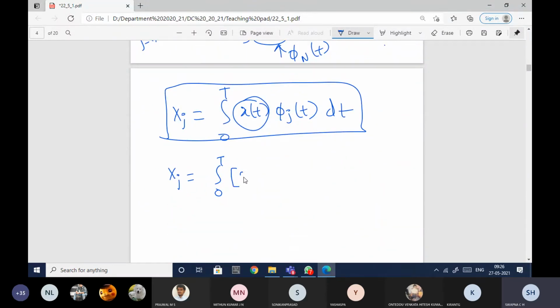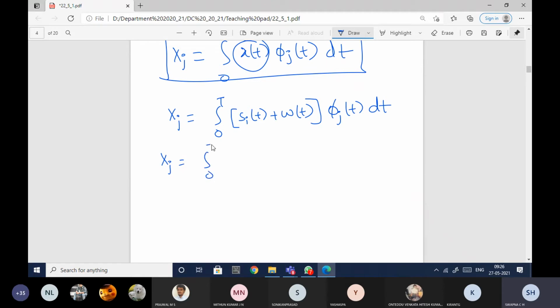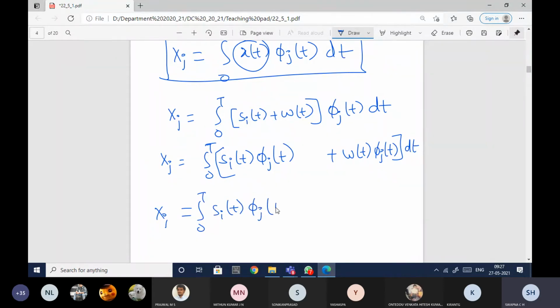So it is nothing but si of t plus w of t. The signal si of t is getting added with additive white Gaussian noise, multiplied by phi j of t, dt. Let me expand this. Xj is equal to integral 0 to T of si of t phi j of t dt plus, I'll just expand first and then write it, si of t phi j of t plus w of t into phi j of t dt. Next step, xj will be equal to integral 0 to T of si of t phi j of t dt plus, I'm splitting the integration into this term and also this term, integral 0 to T of w of t phi j of t dt.